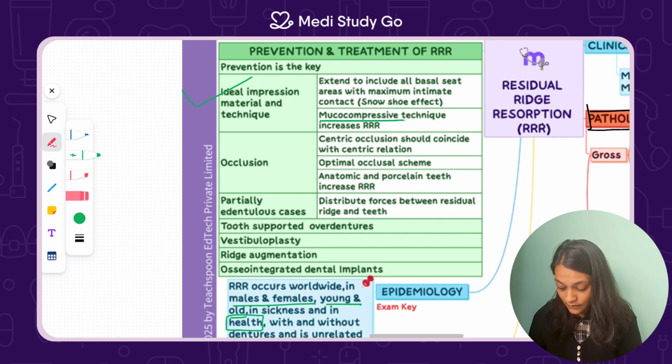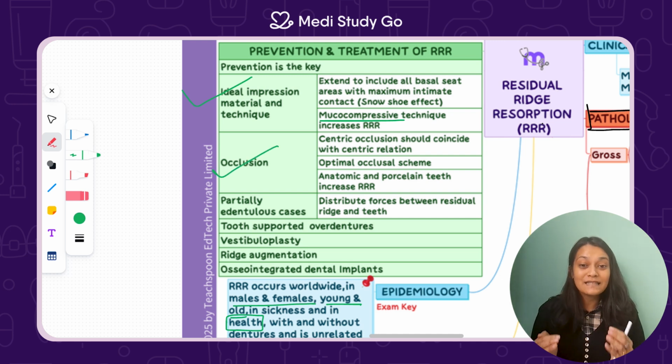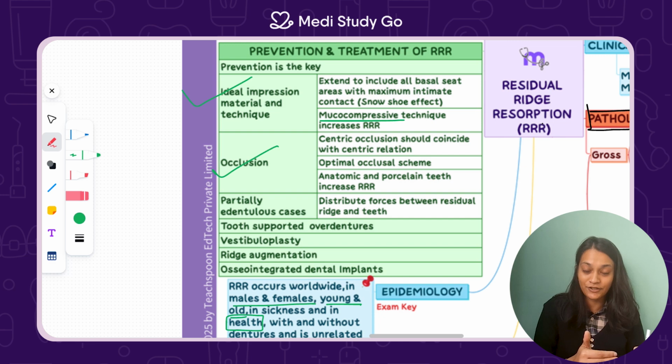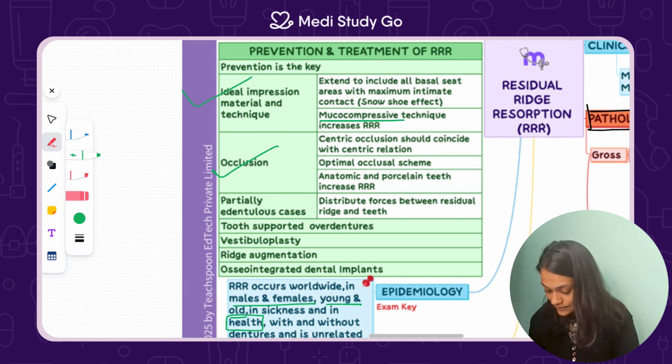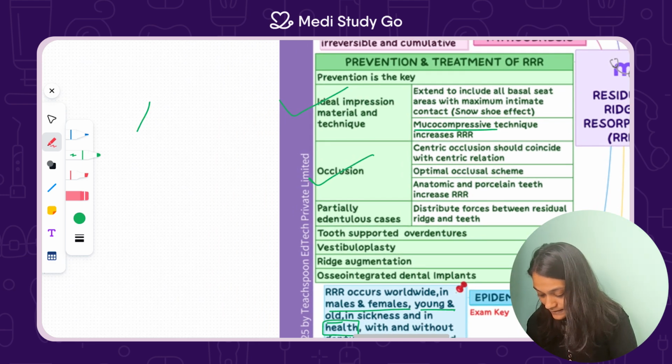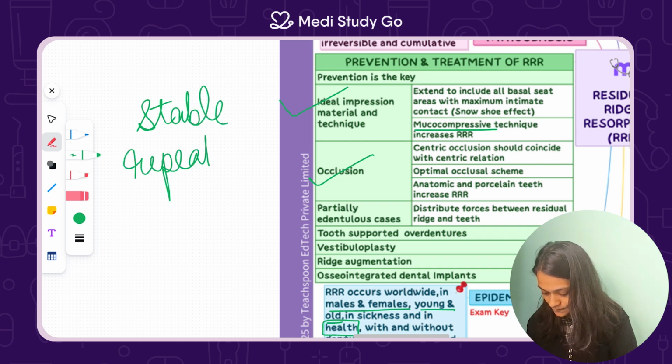Then talking about the occlusion. Why is it important that your centric occlusion coincides with your centric relation? Because we know that centric relation is a stable and repeatable position.